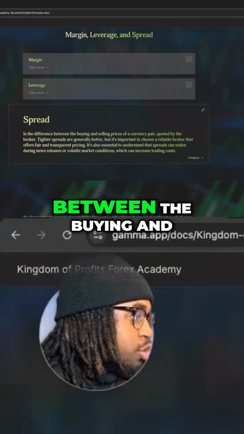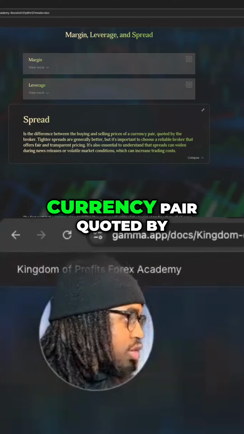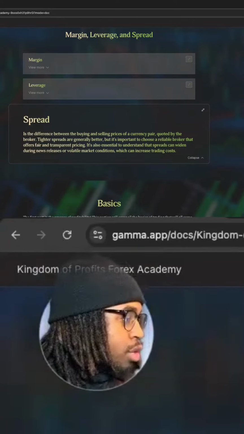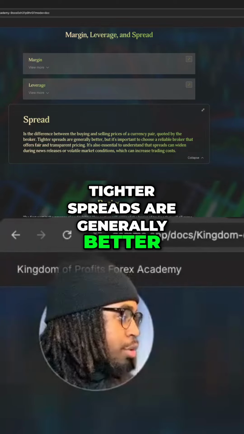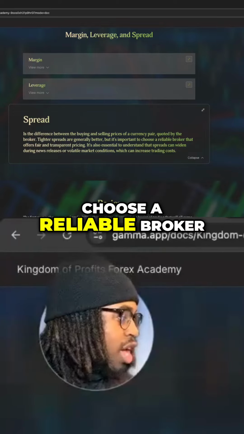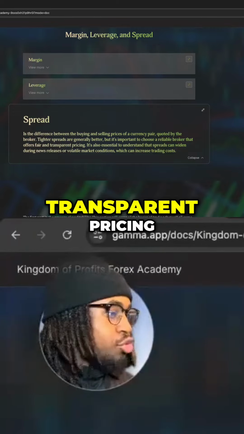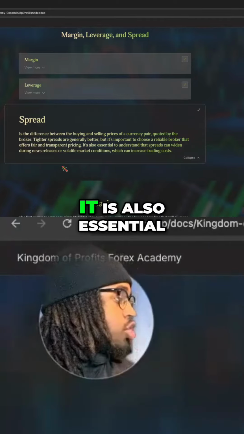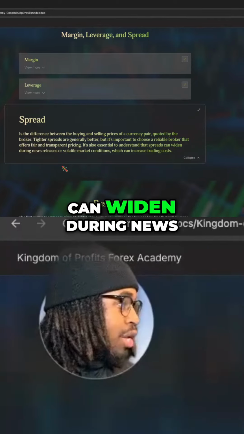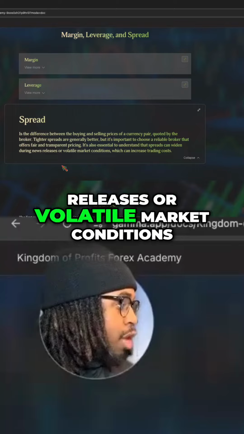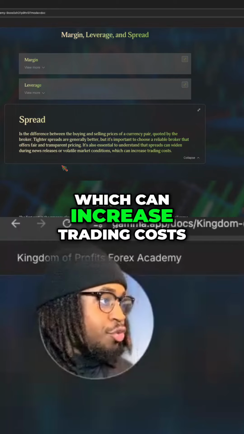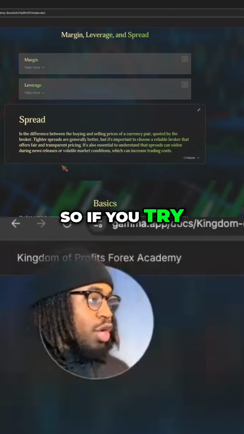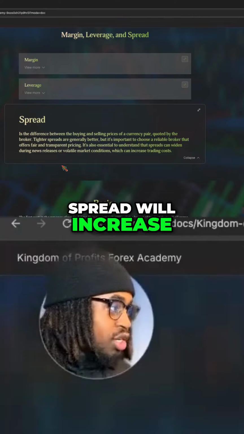Spread is the difference between the buying and selling prices of a currency pair quoted by the broker. Tighter spreads are generally better, but it's important to choose a reliable broker that offers fair and transparent pricing. It is also essential to understand that spreads can widen during news releases or volatile market conditions, which can increase trading costs. So if you try to trade news events, spread will increase.